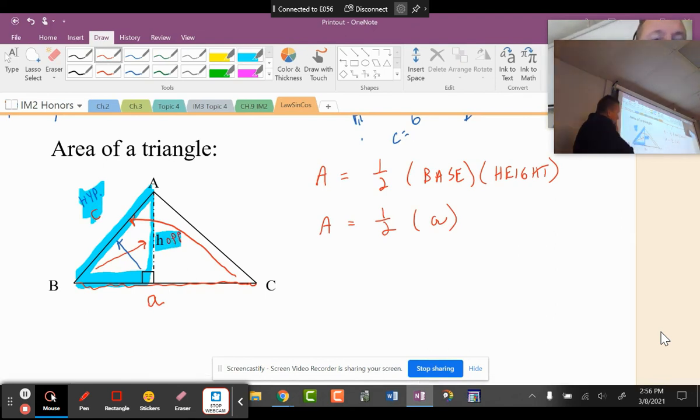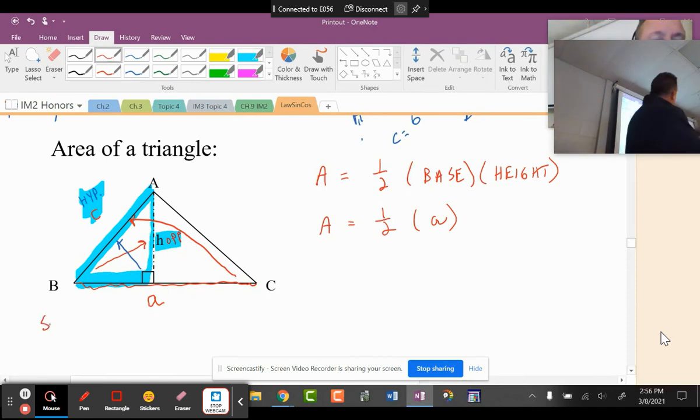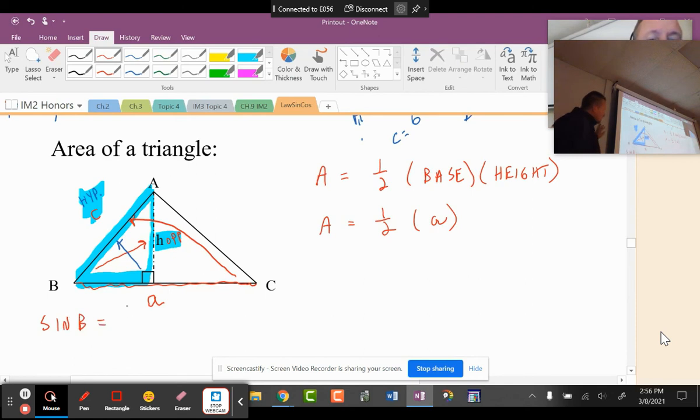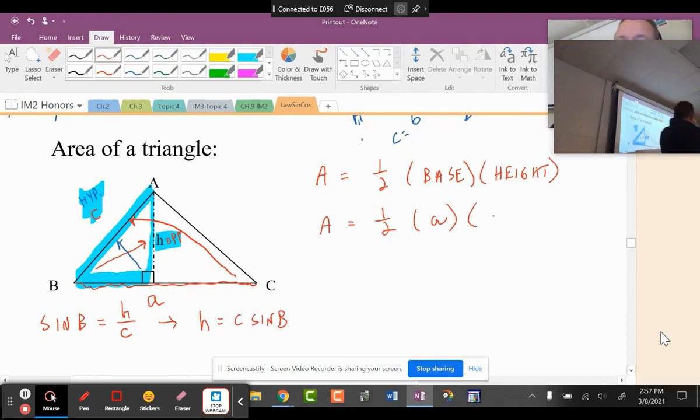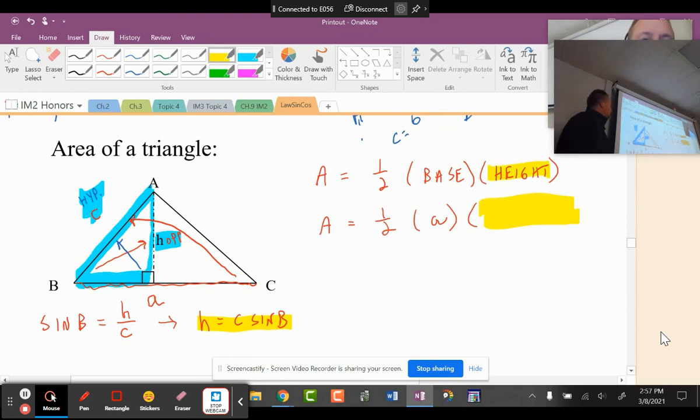So in terms of trigonometry, sine of B, now that I'm dealing with a right triangle and the blue thing, equals H over C. And then solving for H, because that's what I want to replace, multiply both sides by C. So the height, maybe we'll put this in yellow for substitution, is actually whatever side C is times the sine of B. And there you go.